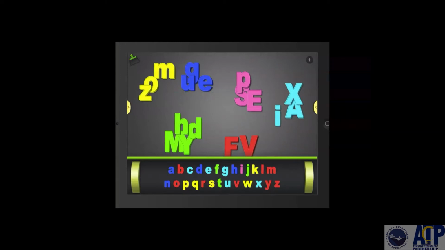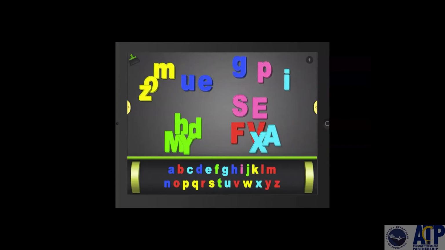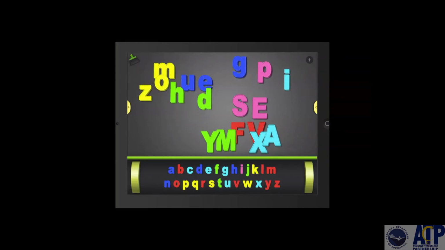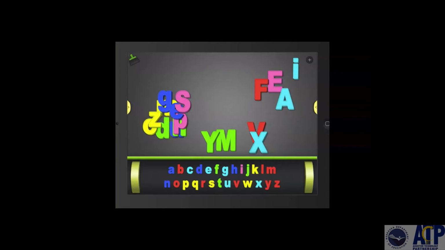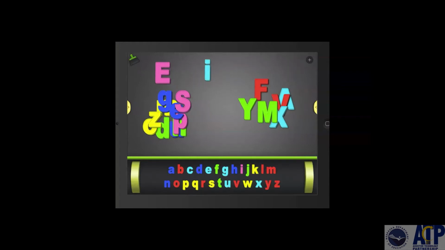We could sort by uppercase and lowercase. We could sort by letters with curves and letters with straight lines. We could sort by vowels and consonants.